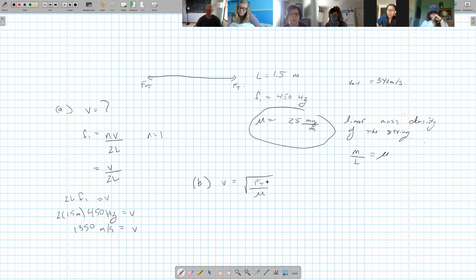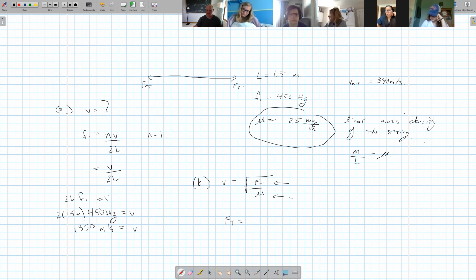Now here, we're looking for the tension. We know the linear mass density. And now what we know is that the velocity in the string here has to be the same as the velocity of the string here, so we also know the velocity in the string. Meaning that this velocity has to be the 1,350 meters per second. So from here, we can then solve for the tension.